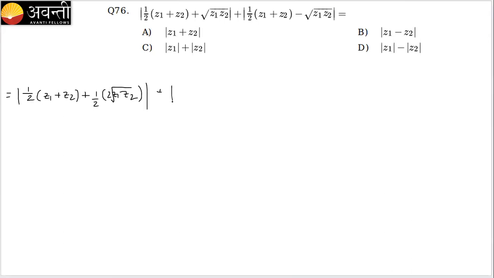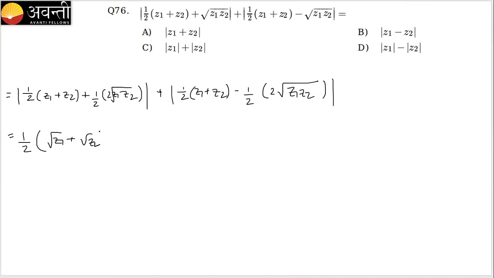And the same thing I'll do here: plus half (z1 plus z2 minus half into 2 under root of z1 z2). Now I'll take half common. So here I'll get half. Please note that I will be left with (root z1 plus root z2) the whole square, plus, similarly here, if I take half common, I'll be left with (root z1 minus root z2) the whole square.